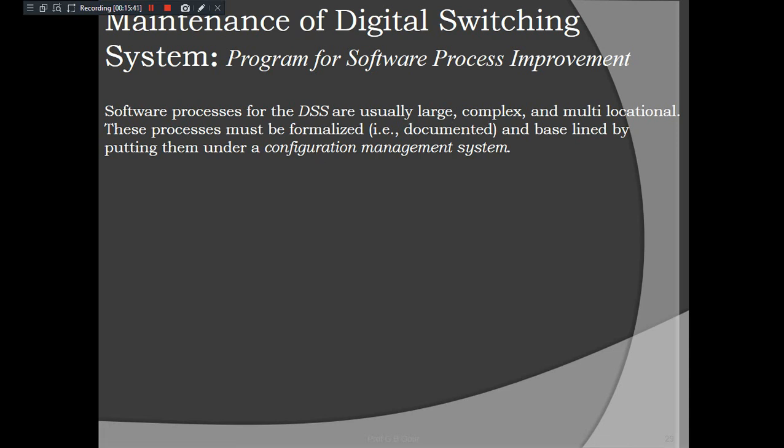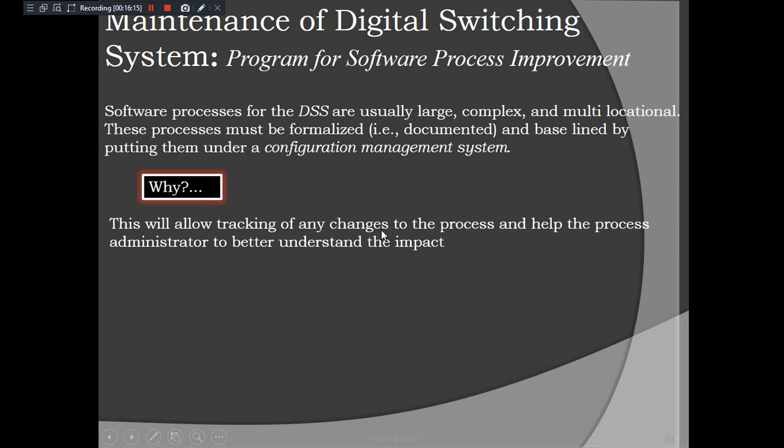In the last slide you have seen the 4 important processes we discussed. Each process is very large, complex and multi-locational because it should operate from different geographical regions and be baselined by putting them under a configuration management system. So we need one configuration management system to formalize and document them and to maintain them remotely or manually without hampering the working of this DSS real-time system.